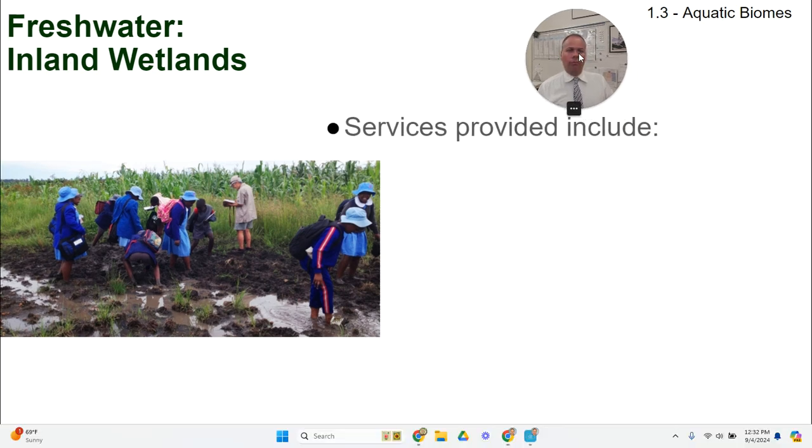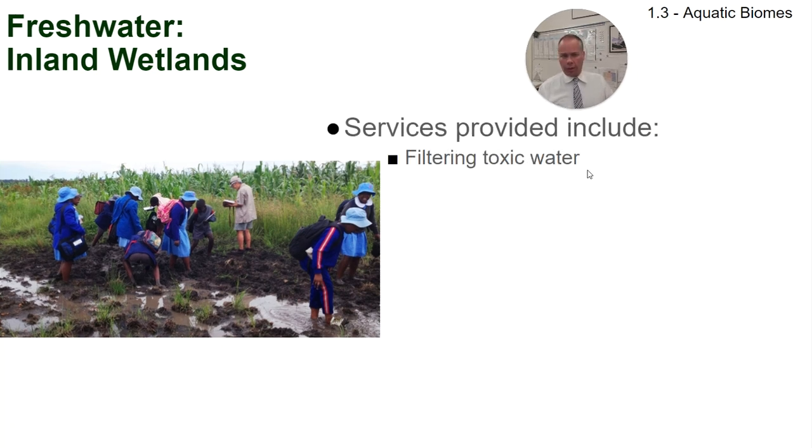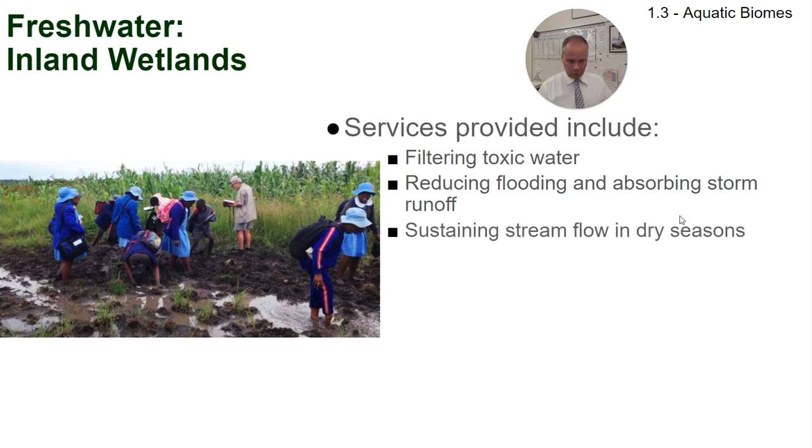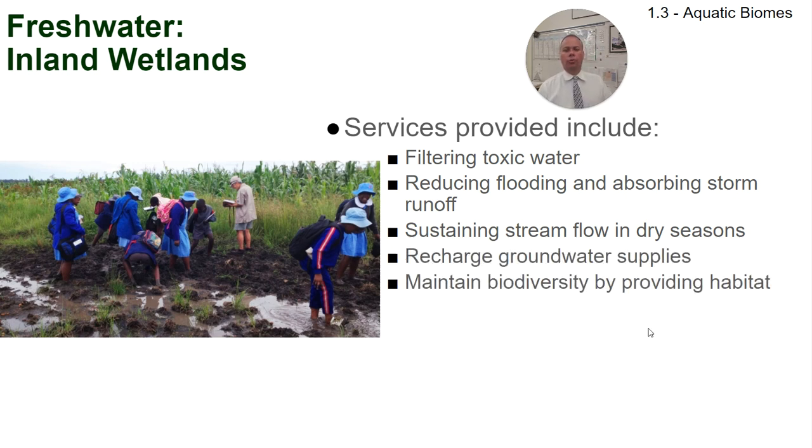These wetlands, as we call them, like marshes and swamps, provide lots of important services for ecosystems. They help filter toxins out of the water. They can reduce flooding by absorbing water, preventing it from flooding settled areas during storms. They can provide a sustaining stream flow when there are dry conditions. They can help recharge groundwater, and they also help provide that biodiversity.